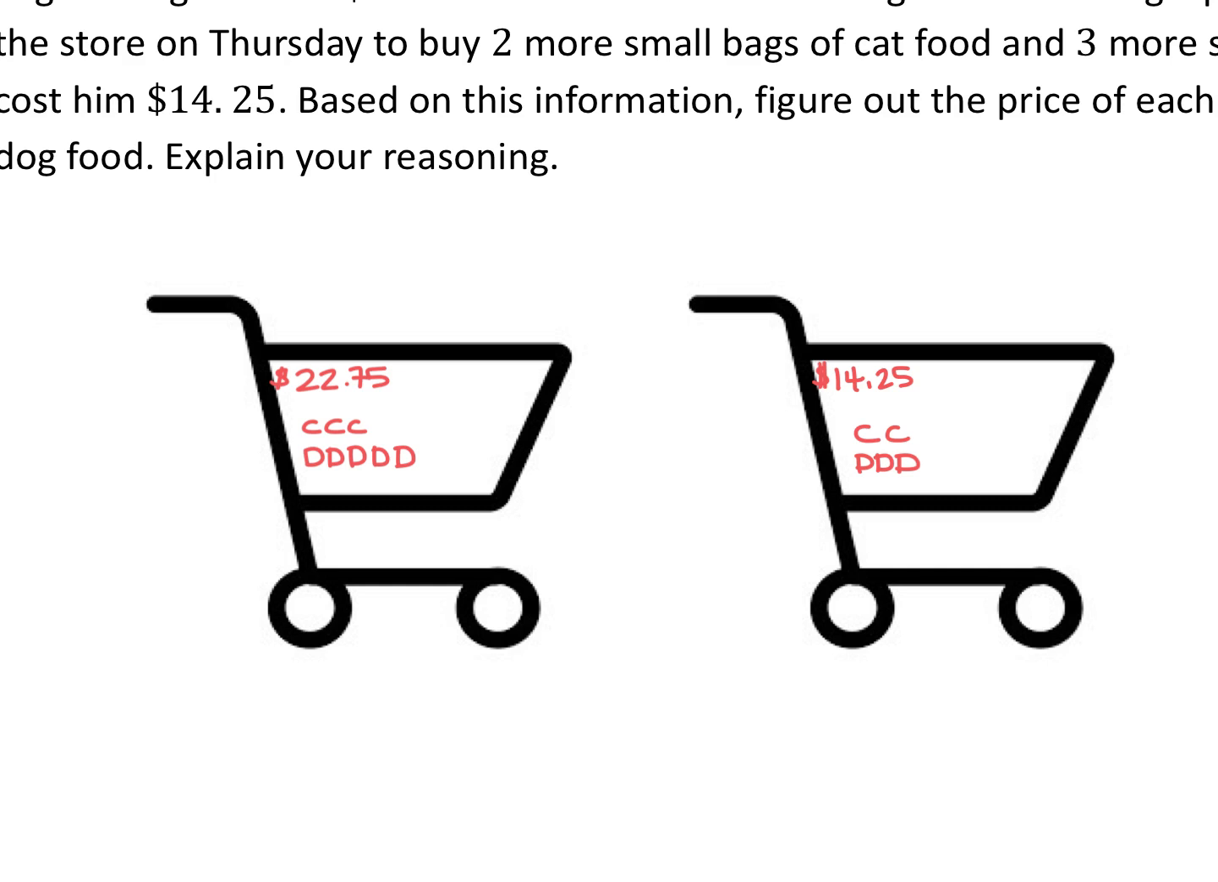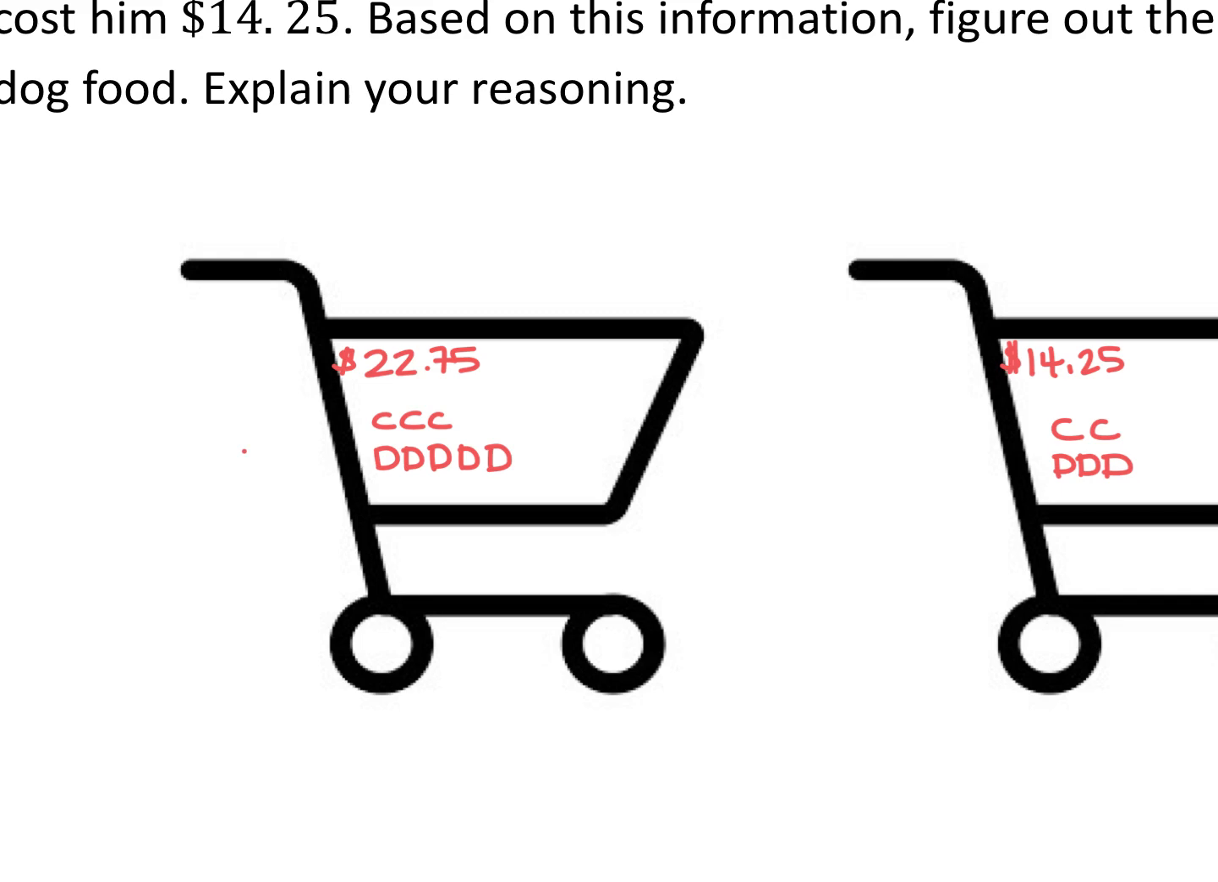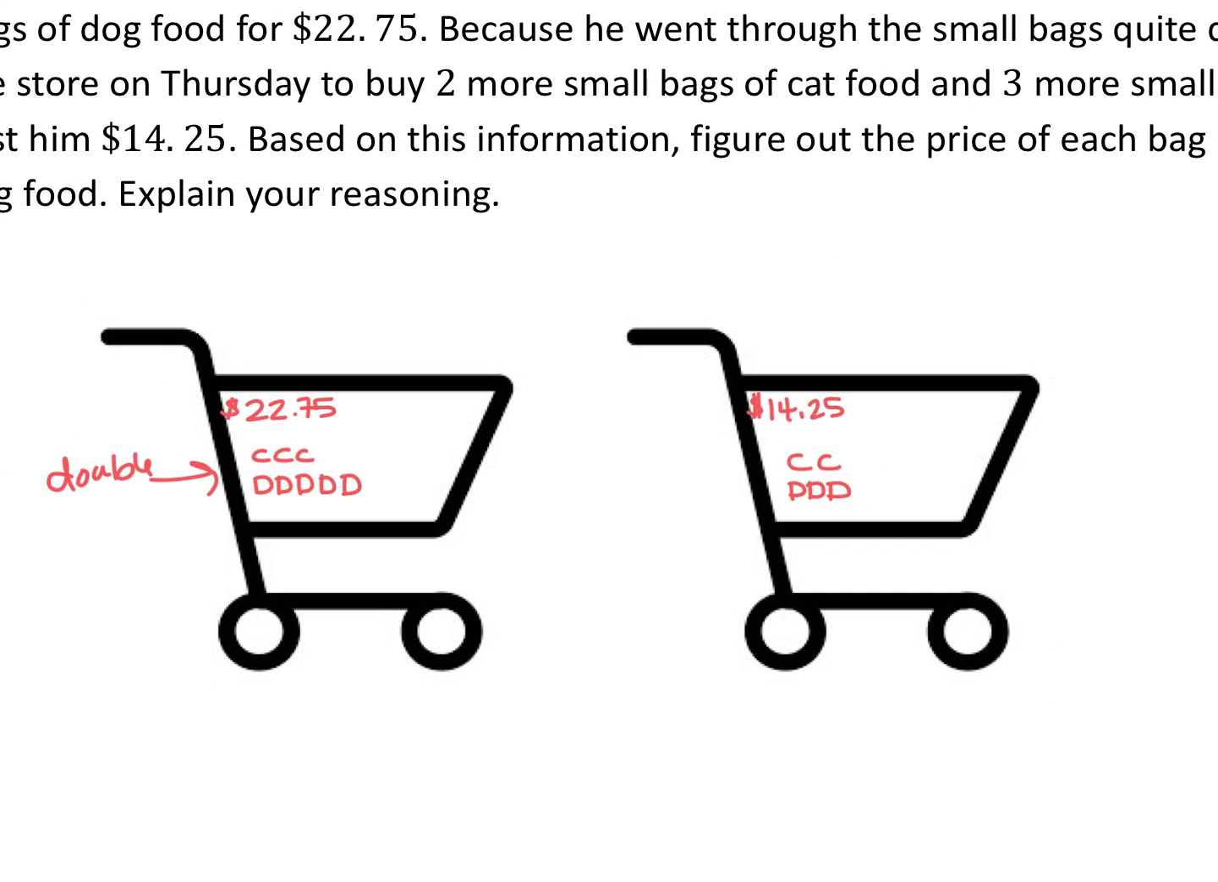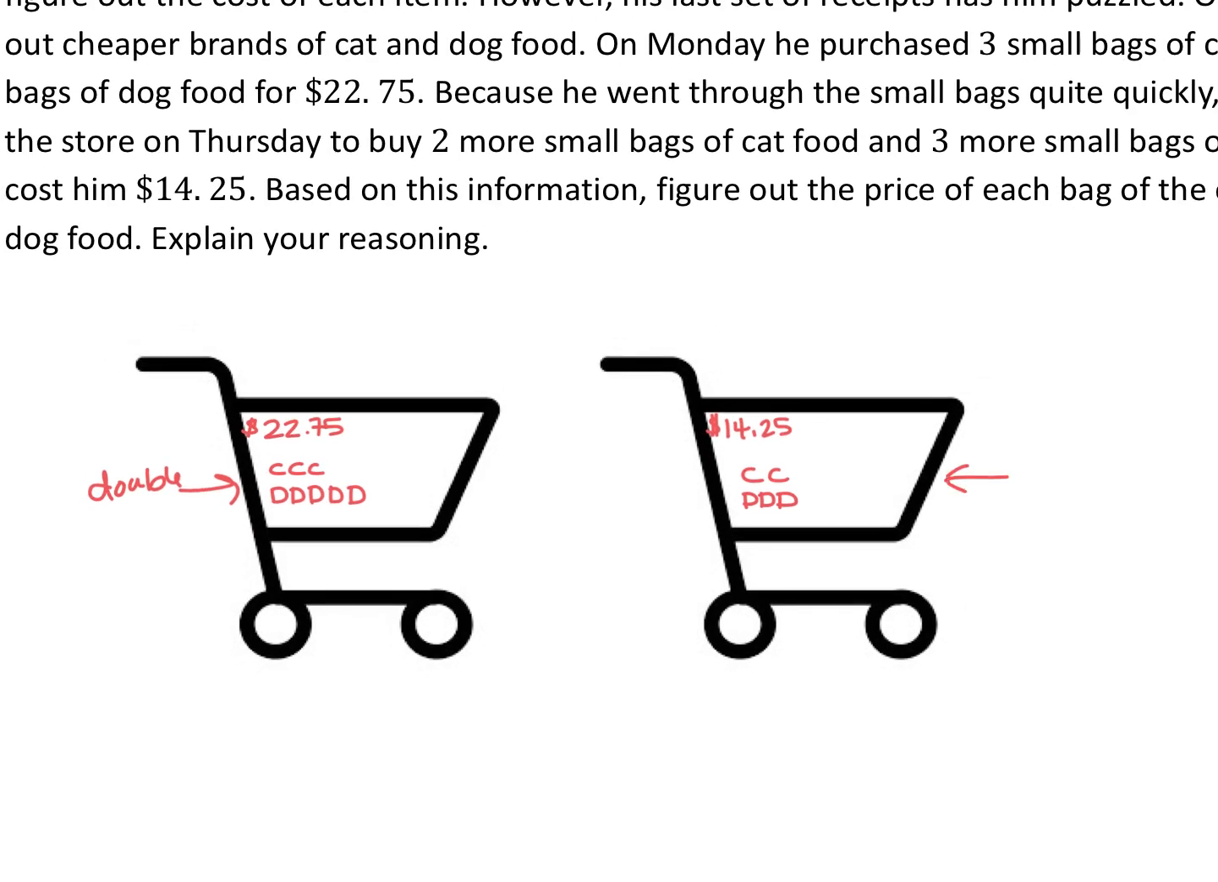So this one, I can't just double one of the carts to make one of the items match. Is there another way I could do this? Could I still figure out how to make one of the items match without too much work? How about if I double my first cart? So let's say I double this one and I triple my second cart. Will that help? Will that make something match? I think it'll make the small bags of cat food match.